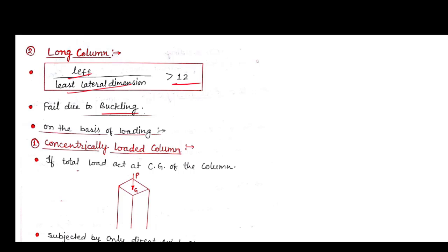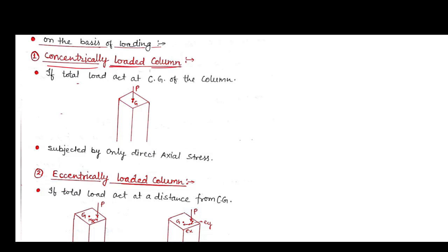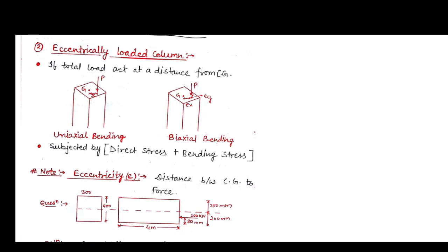On the basis of loading, these columns are defined as, first, the concentrically loaded column. Here the word concentric means the total load acts at the CG of the column and it is subjected to only direct axial stress. Here you can see that the load is acting at the center of the column, or at the CG of the column, and it is only subjected to direct axial stress. Second, on the basis of loading, are eccentrically loaded columns.